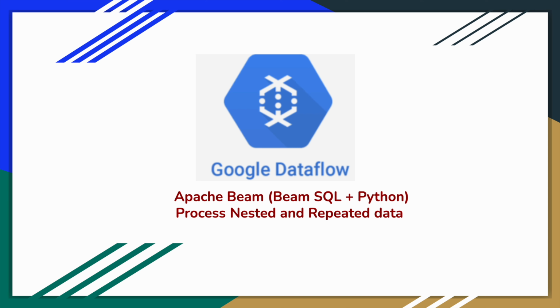So there are some requests coming to show how to process nested and repeated data using Apache Beam, right? So in this video, we'll try to read some JSON data which is available in Google Cloud Storage, and we'll try to process the data by nesting it using our Apache Beam pipeline, and we'll try to write the transformed data into BigQuery, right? As part of this demo, I'm going to use the Python SDK along with the Beam SQL features.